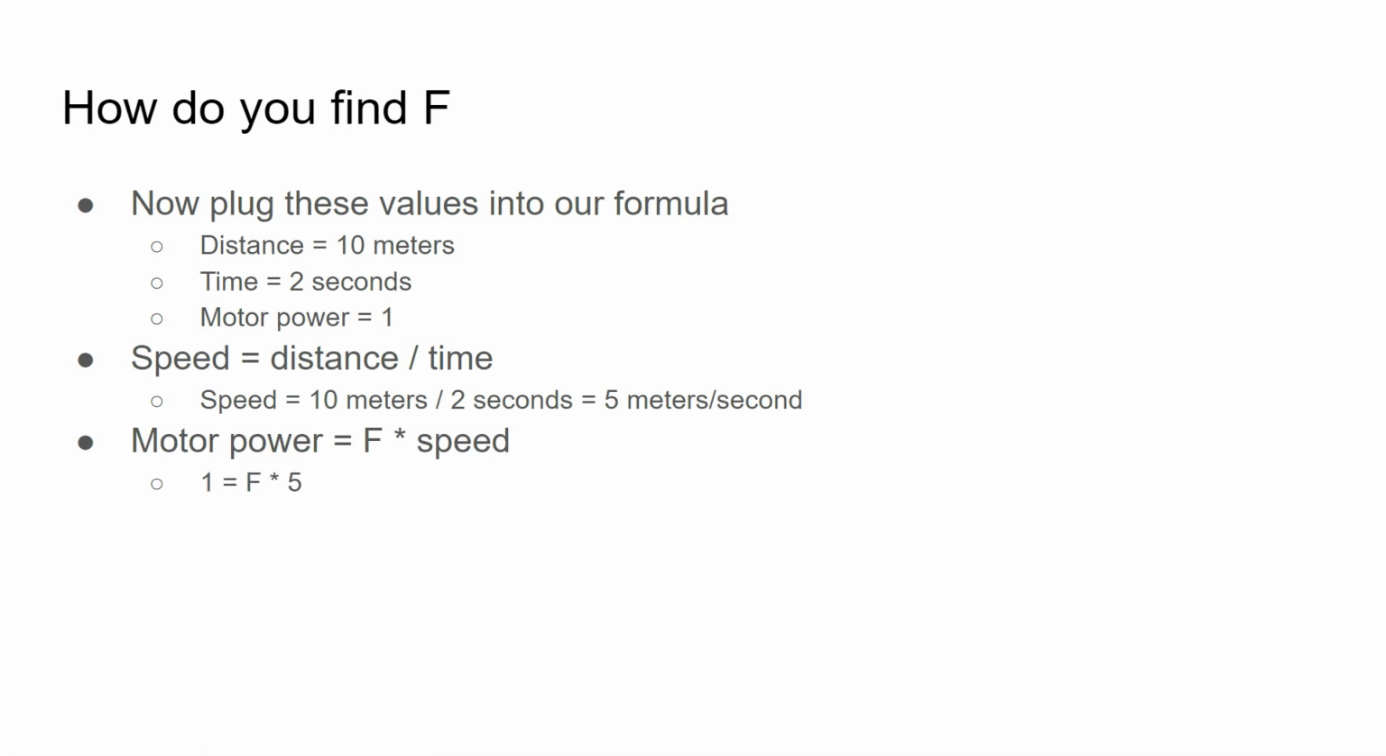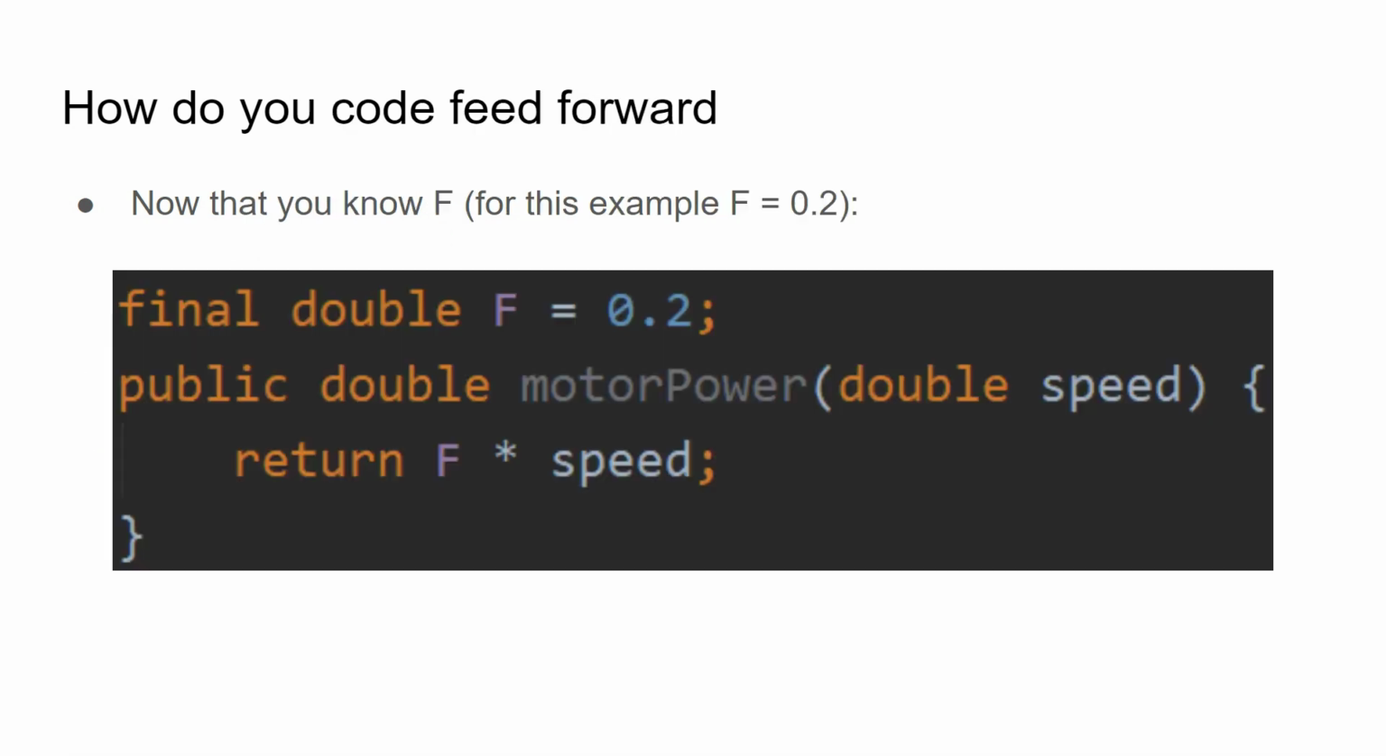Going back to our formula, plugging these values in, we find that F is equal to 0.2. Fantastic. This means that the ratio between the speed we want to go at and the motor power we need to roughly achieve that speed is 1/5 or 0.2. So how would you actually use this in code?